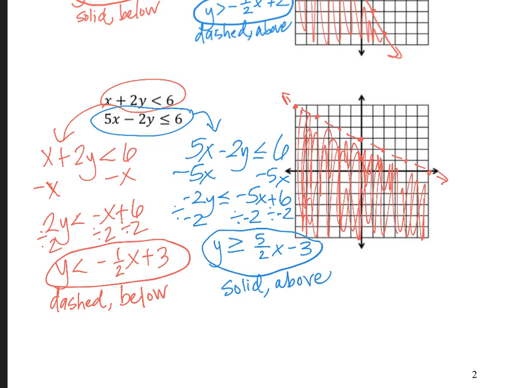All right, so my y-intercept is negative 3, so right here. And my slope is 5 halves. So up 5, 1, 2, 3, 4, 5 over 2. And I can only have 2 points, so I'm just going to try my best to draw my solid line. That's pretty good. And then I am shading above.